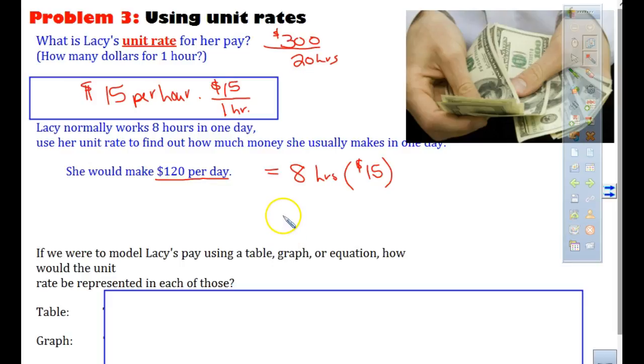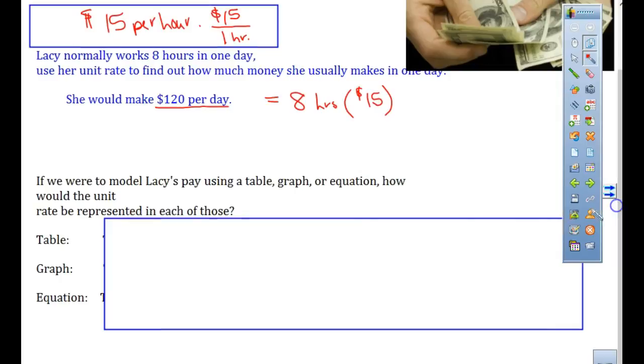Now, this next part is pretty important that we want to take a look at. It says, if we were to model Lacey's pay on a table and a graph and an equation, how would it show differently? And this is where, when you do your homework tonight, if you need to come back and take a look at this, this is kind of important.